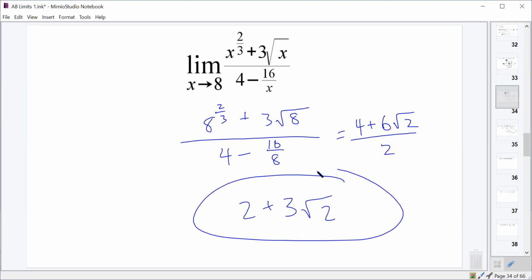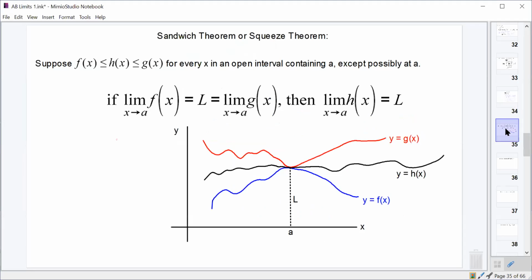All right, now we're going to get to something that's a little bit more conceptual. This is our first real theorem of the year, and it's a fun one. It's going to make you hungry for lunch. It is called the Sandwich Theorem.